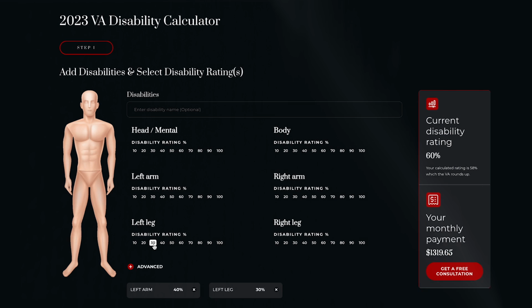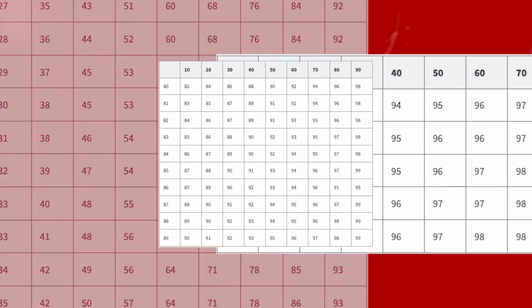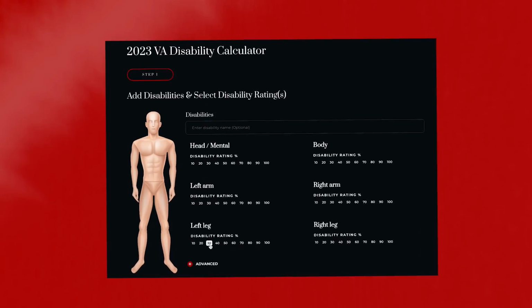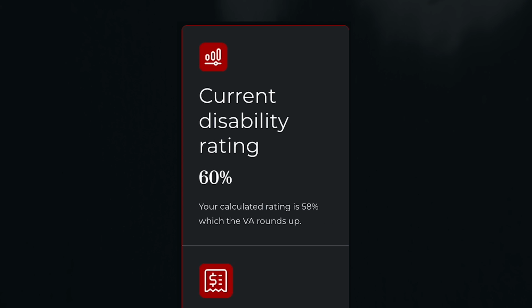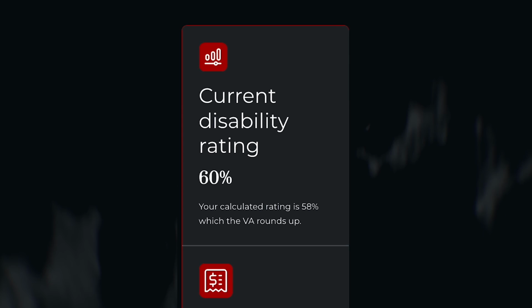But let's say we have 2 disabilities rated at 40% and 1 rated at 30%. Well, your combined rating is not going to equal 70. Instead, using the combined rating tables and our VA calculator, you'll see that it will actually amount to 58%. That will then round up to the nearest 10, in this case 60%.